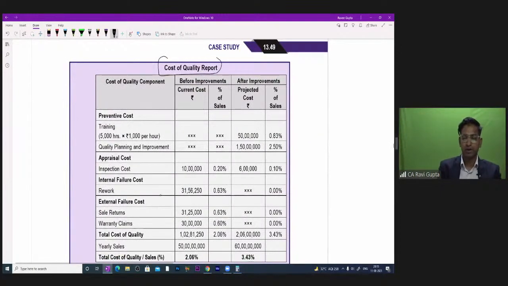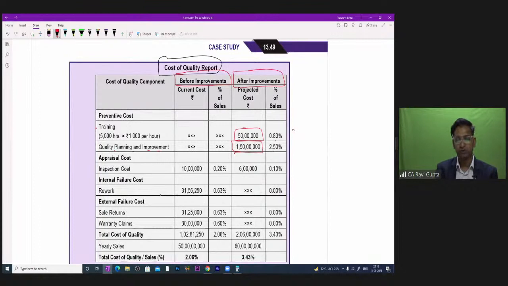See the cost of quality before improvements and after improvements, current cost and percentage of sales. Previously, we were not incurring a training cost. Now, after improvement, we will be incurring 50 lakh rupees on training. Quality planning and improvement, that is inspection, which is done at the time of the receipt of raw material, is 1 crore 50 lakh rupees and a percentage 0.83%, 0.25%.